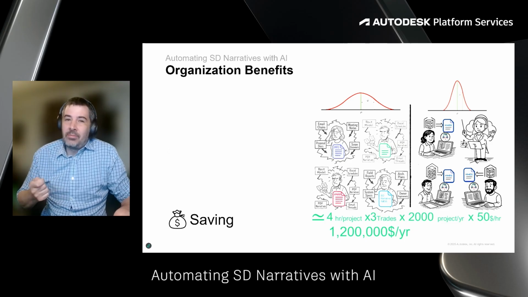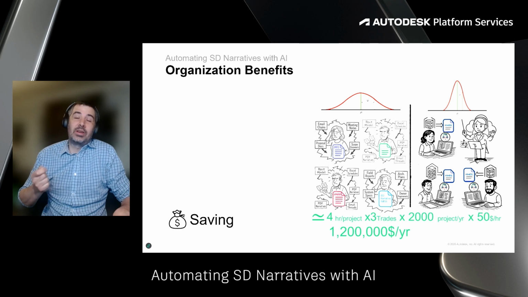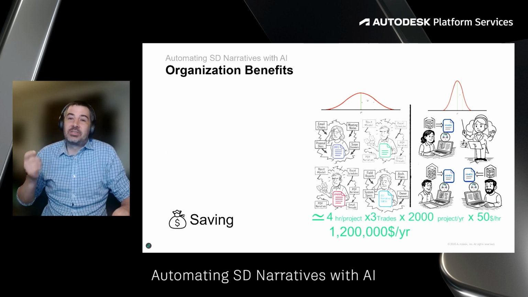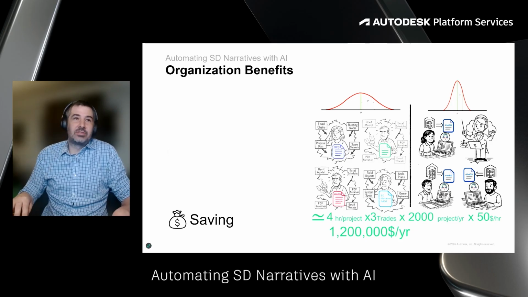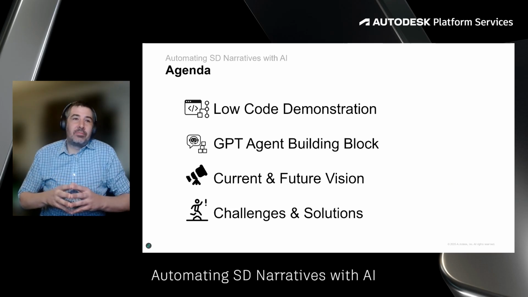Something really cool at IMEG is that when we do automations, we have so many projects that it scales quickly. If you take that 4 hours per project and multiply it by 3 trades, with 2,000 projects per year at $50 an hour, and I think all these numbers are moderate, we get over $1 million in savings. So pretty big deal. That's what we're going to talk about for the rest of our time together.